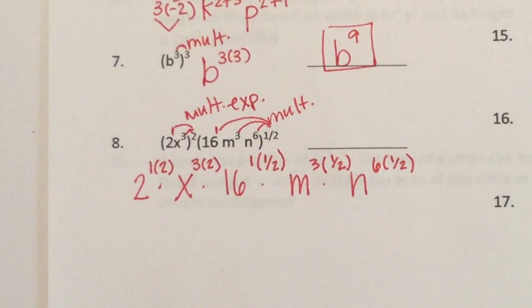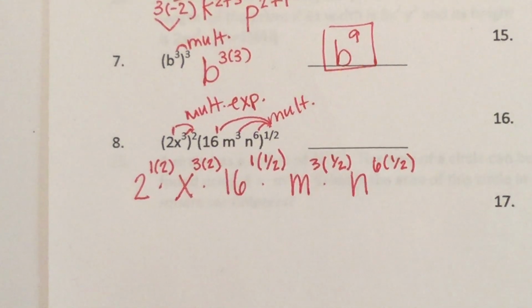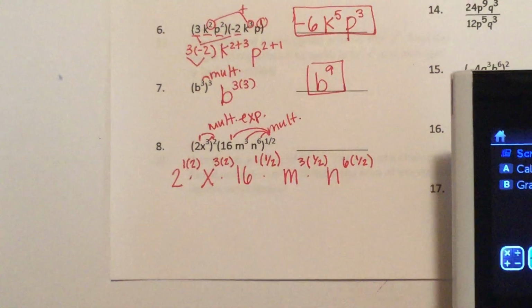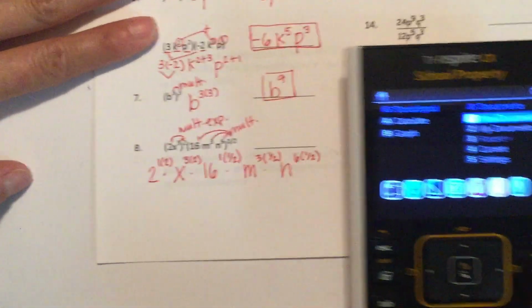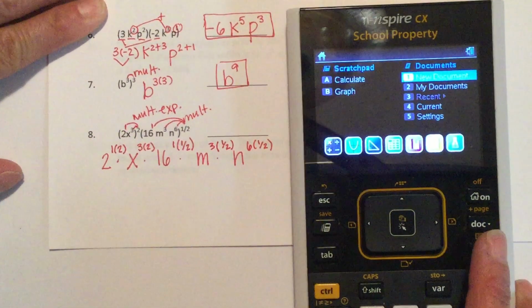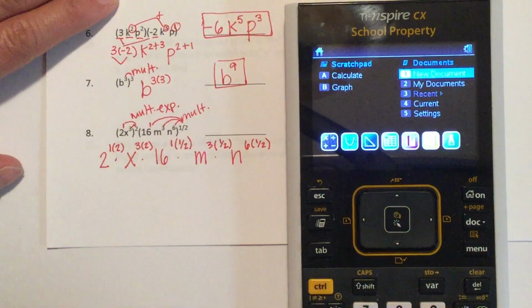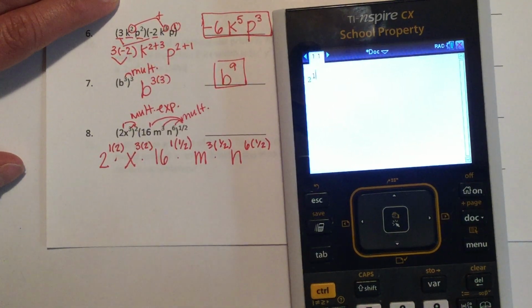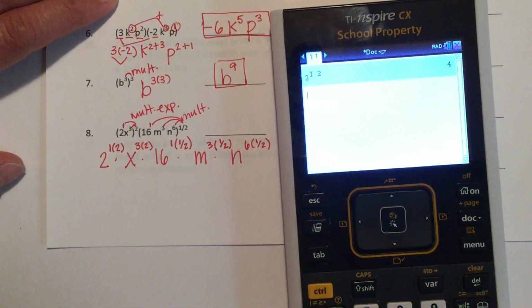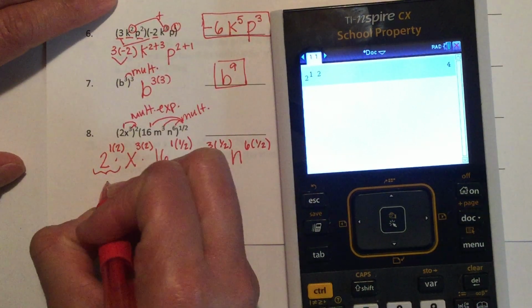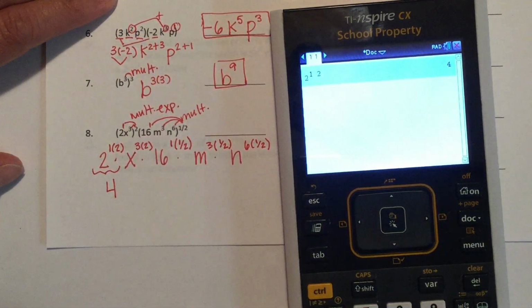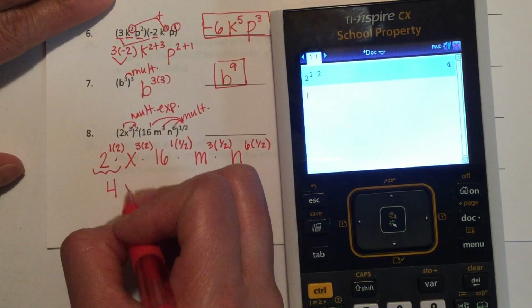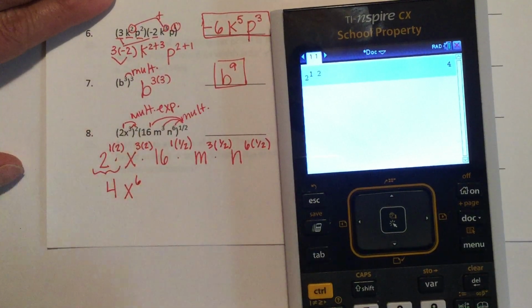So you simplify. 2 exponent 1 times 2, you can use a calculator or you can simplify that by hand. So 2 exponent 1 times 2 is going to be 2 squared. When you grab your calculator, you can do 1 times 2, or you can just say 2 squared is 4. So this changes to 4. X is going to be 3 times 2, so x to the 6th power.